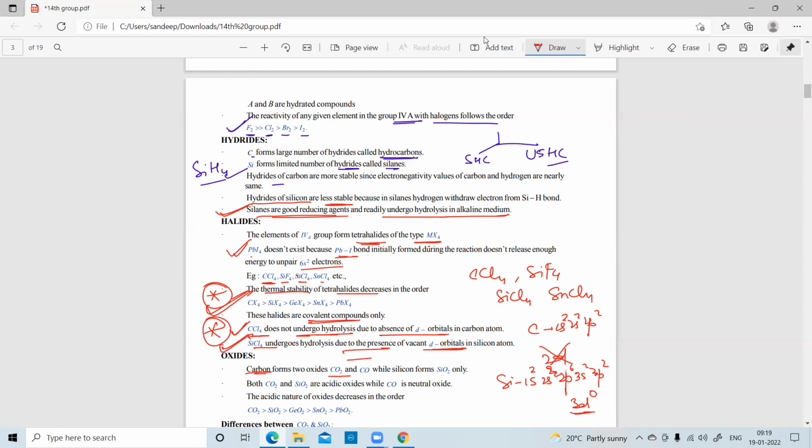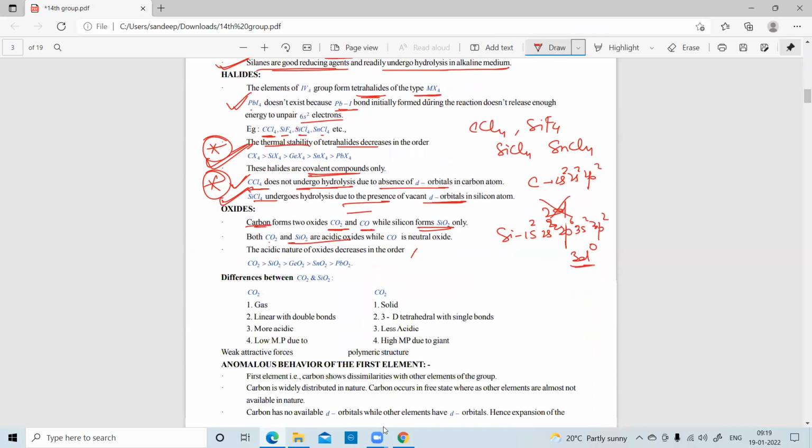Oxides. Carbon forms two oxides, carbon dioxide and carbon monoxide, while silicon forms silica, SiO2. Both CO2 and SiO2 are acidic oxides. Keep in mind that metal oxides are basic in nature, whereas non-metal oxides are acidic in nature. And some of the metalloid oxides are amphoteric. The acidic nature of oxides decreases down the group. So carbon dioxide is more acidic than silica, SiO2. Silicon oxide is more acidic than GeO2. GeO2 is more acidic than SnO2. SnO2 is more acidic than PbO2.